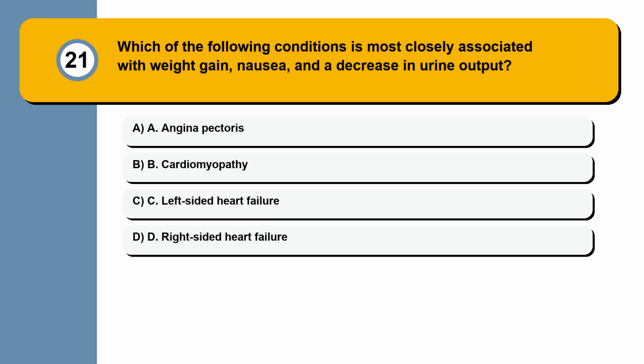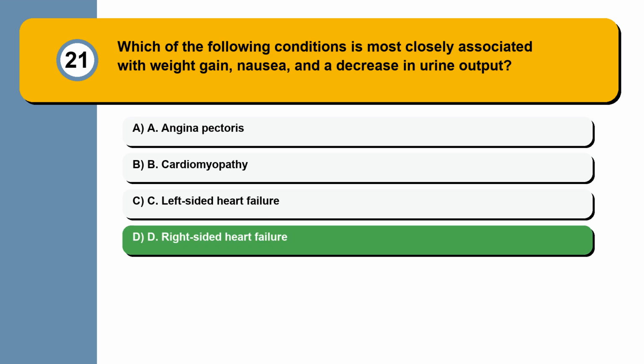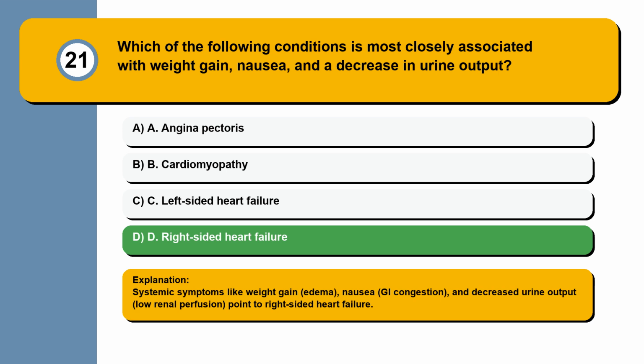Question 21. Which of the following conditions is most closely associated with weight gain, nausea, and a decrease in urine output? A. Angina pectoris. B. Cardiomyopathy. C. Left-sided heart failure. D. Right-sided heart failure. Systemic symptoms like weight gain, edema, nausea, GI congestion, and decreased urine output, from low renal perfusion, point to right-sided heart failure.